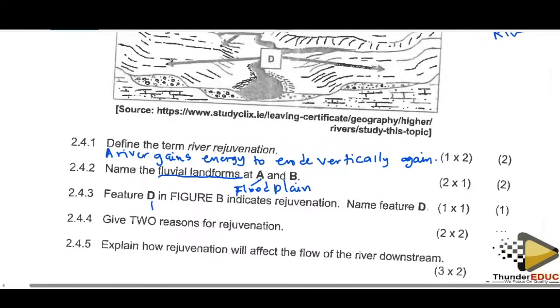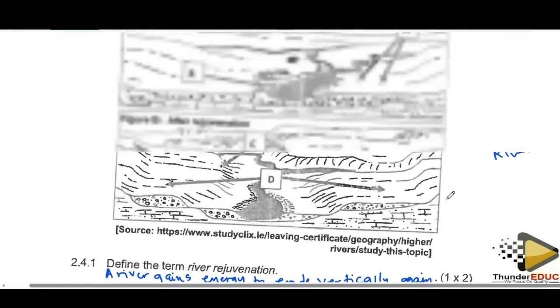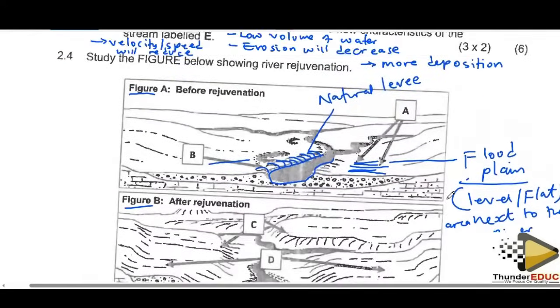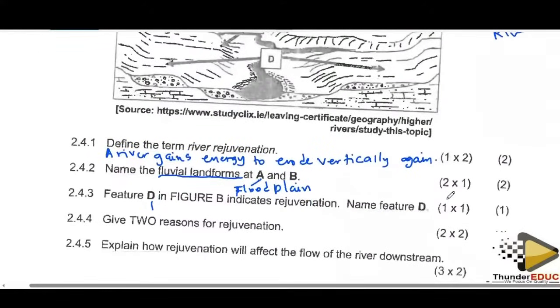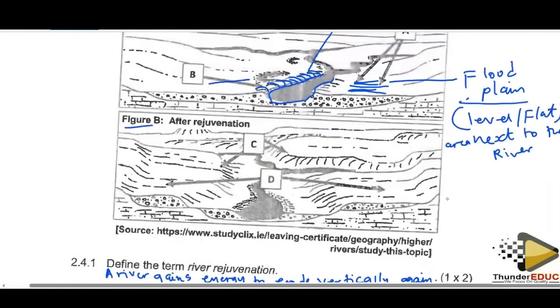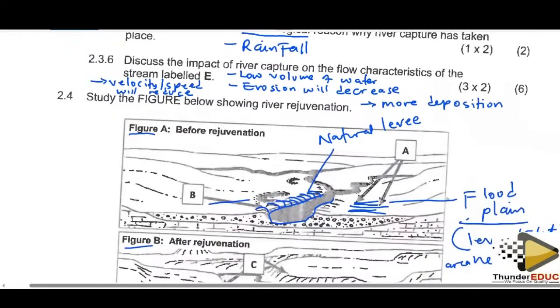Floodplain, flood, not flat. Floodplain. And the feature B is a natural levee. What is a levee? A levee refers to a raised riverbank. Let me try to explain it here. A levee refers to a raised riverbank. It is a natural levee.